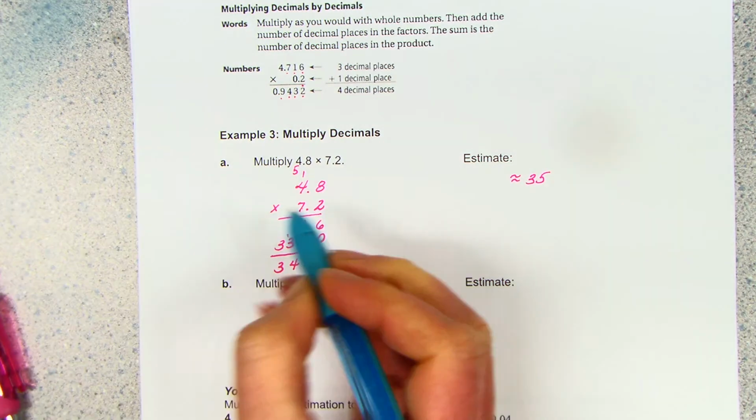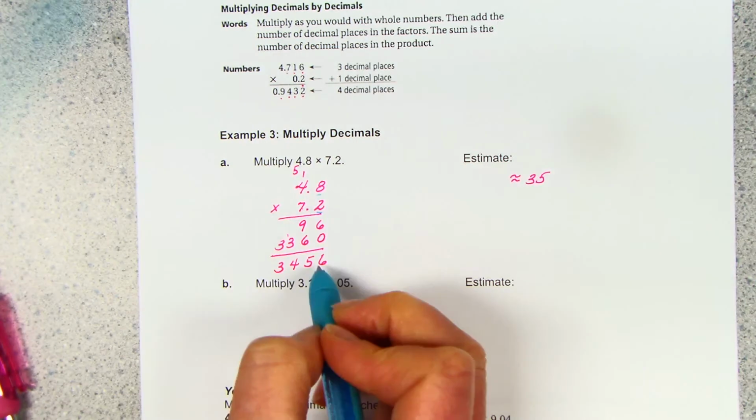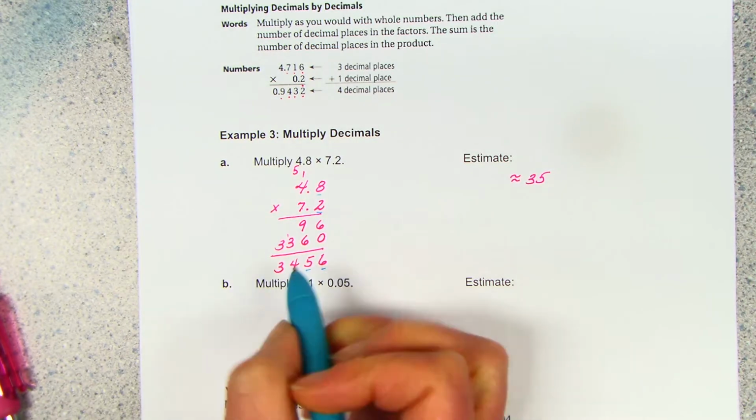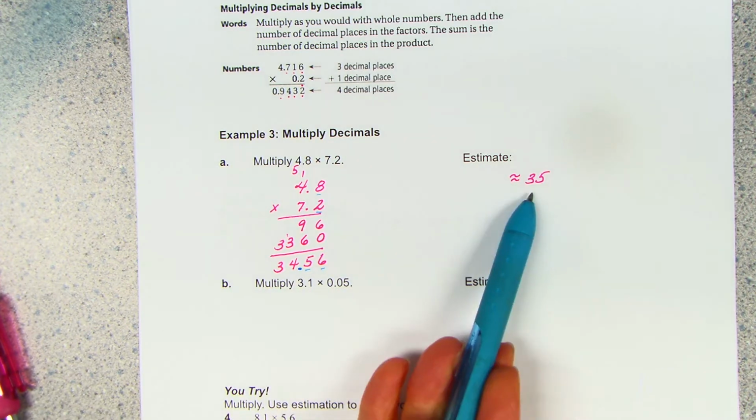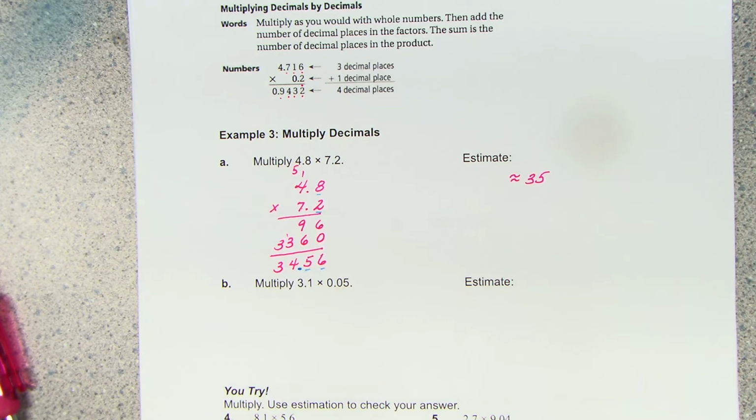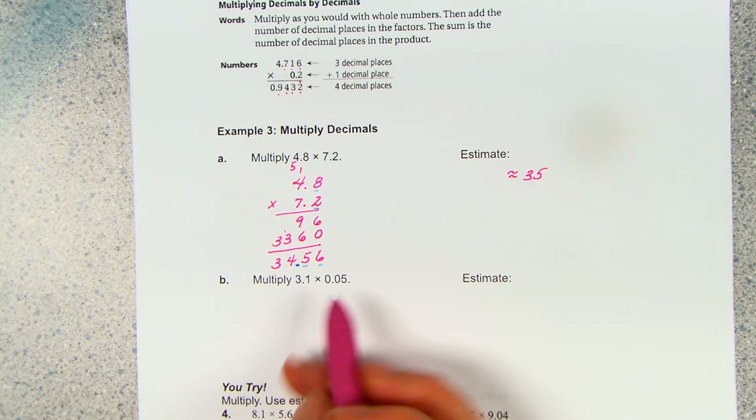I'll use my different colored pen to show that. 1, 2 there. So I've got 1, 2 there. All right. And 34 and 56 hundredths is very close to my estimate. So I know I've got the decimal in the right place. Okay. All right. Then we're going to do 3 and 1/10.